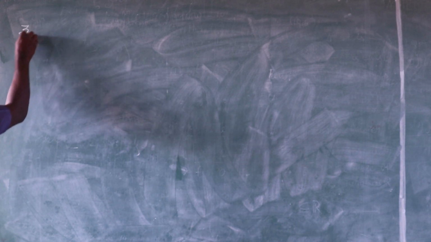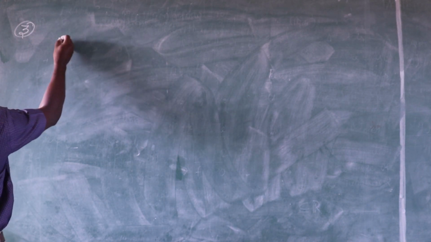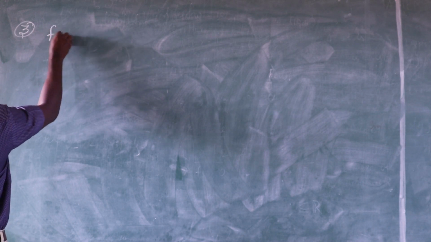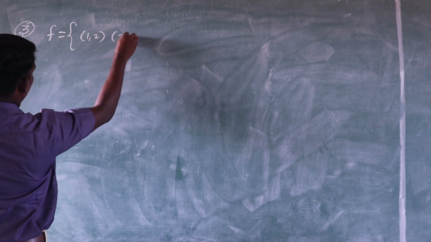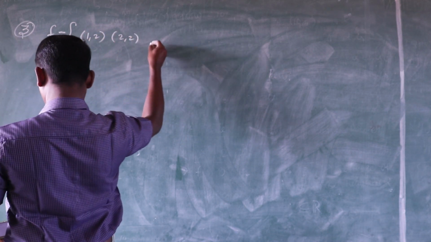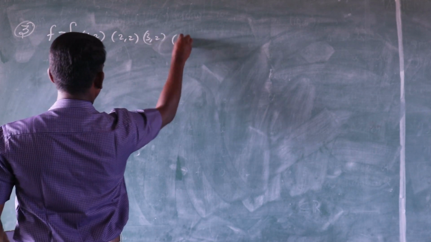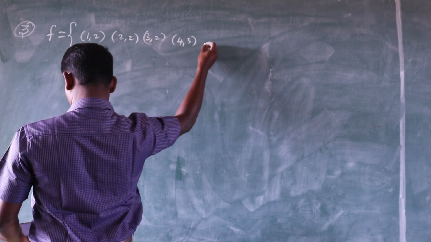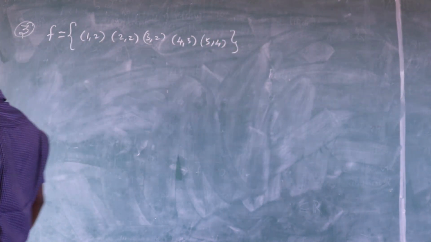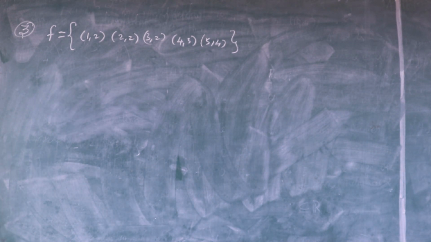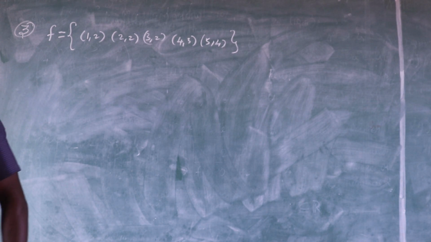Question number 3, the same exercise 1.4. Given the function directly: (1, 2), (2, 2), (3, 2), (4, 3) and (5, 4). So represent this function also in an arrow diagram, a table form and a graph.